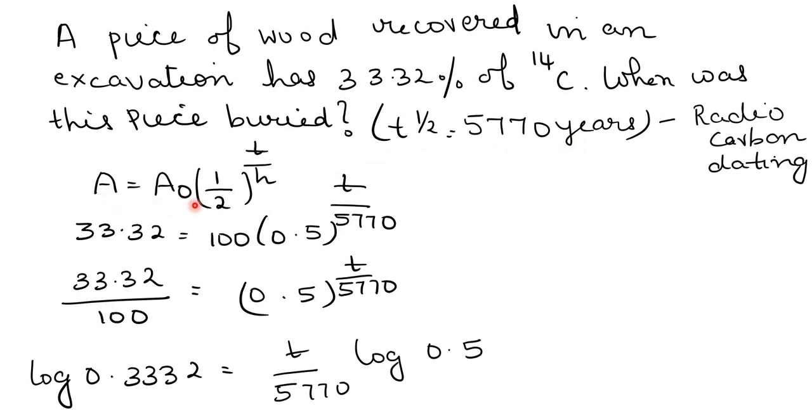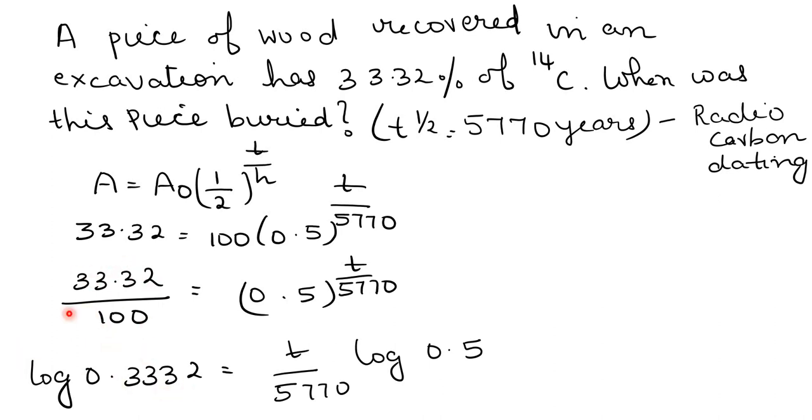So A is equal to A naught into half power T by H. I told you they can give it in any units. So here they have given it as a percentage. Whenever they give it as a percentage, remember you have to put the initial concentration as 100, 0.5 power T by 5770. As usual, you have to bring this number here and then you have to take log on both sides.